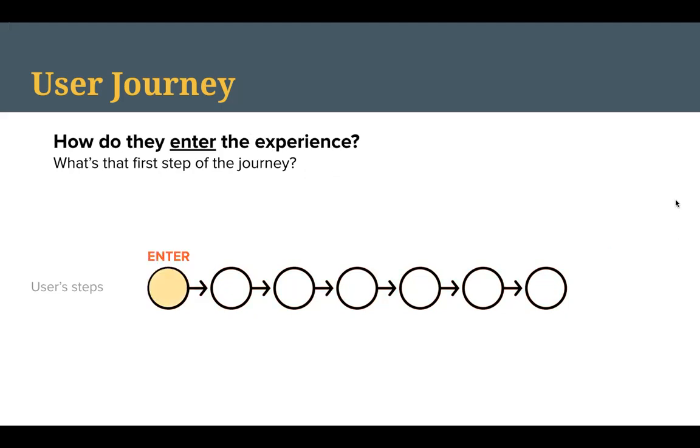The first thing, and I'm going to show you this, there's many different ways, I already said that, but I'm going to show you a framework that I really like. It's called the 5 E's. And so how do they enter the experience? So just thinking about that first step into the experience that a user takes.